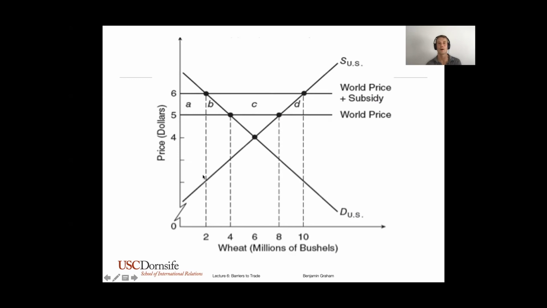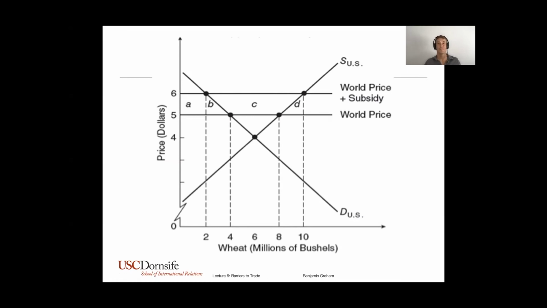So with no trade, they'd be producing 6 million bushels and consuming 6 million bushels domestically. But up at the world price, they're only consuming 4 million bushels, right? Wheat got more expensive, so their domestic consumers have shifted over to rice and corn and some other things probably. But at this higher price, they're willing to produce quite a bit more, all the way up at 8 million bushels. And so they're exporting the difference, right? They're exporting 4 million bushels a year.